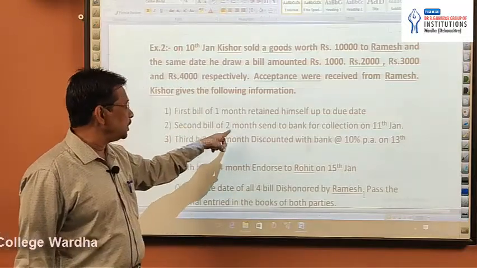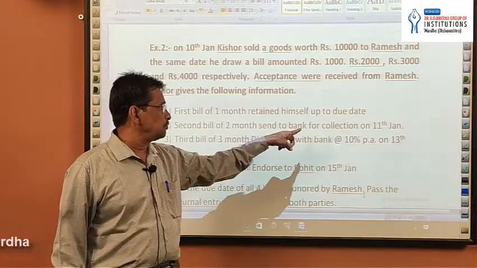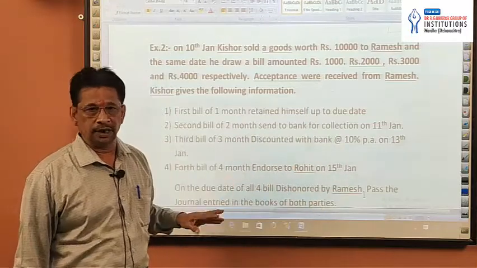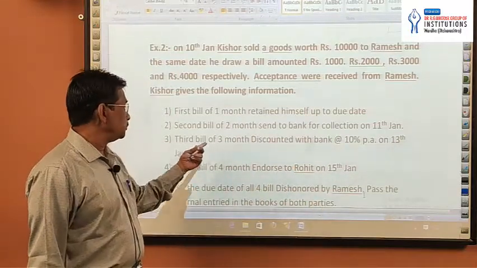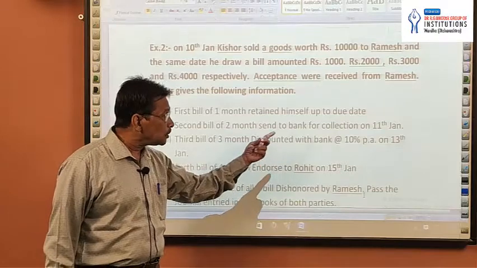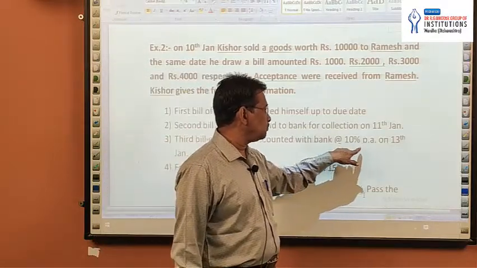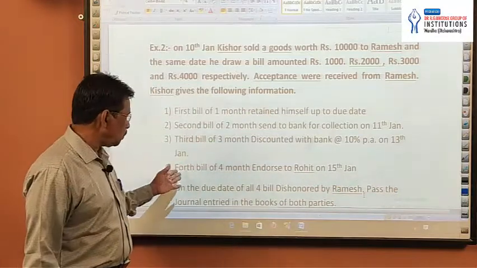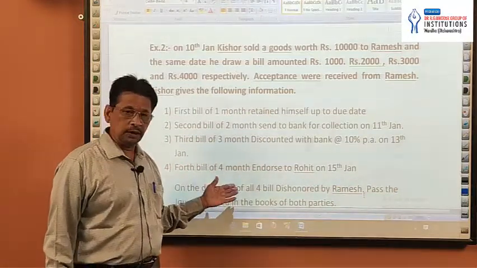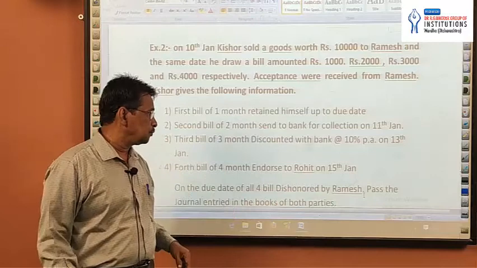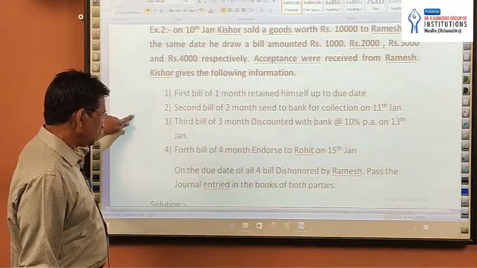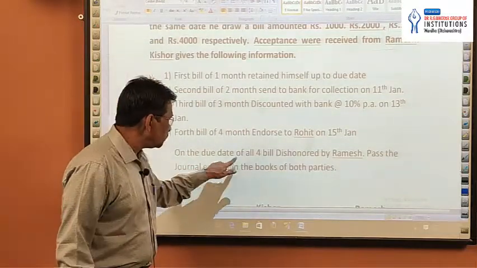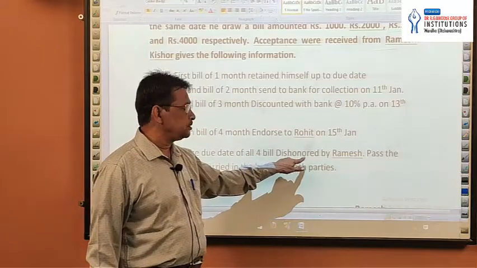The second bill, whose period is 2 months, was sent to the bank for collection on 11th January. The third, whose period is 3 months, was discounted with the bank at the rate of 10% per annum on 13th January. And the fourth bill, whose period is 4 months, was endorsed to Rohit on 15th January. So on the due date, all 4 bills were dishonored.